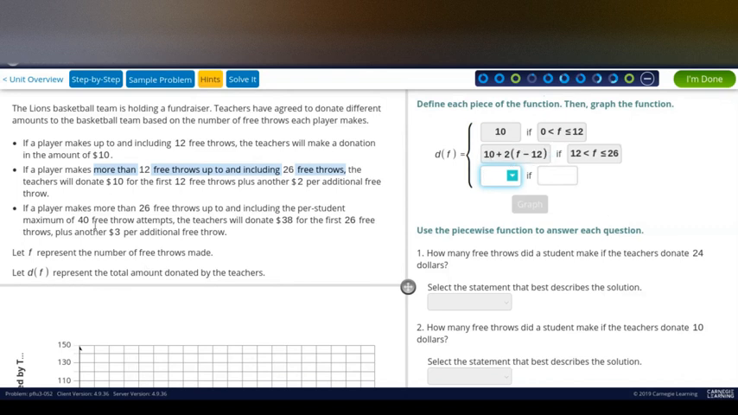10 we started with. So our final one is going to be about players that make more than 26 free throws, up to and including 40 free throws. The teachers will donate $38 for the first 26 free throws, plus another additional $3 per free throw. Start with our domain again. So once again, we're starting with 26. We're not going to include that in our domain. So 26 is less than F, which is less than or equal to our total, which is 40 attempts.